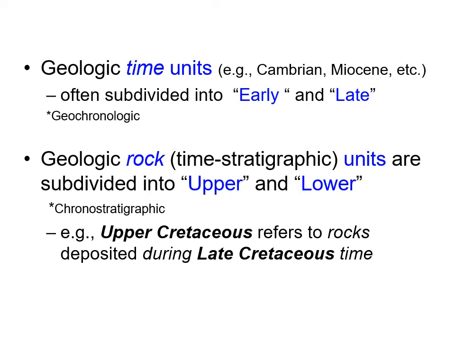Now, if we're looking at the materials that represent that time, in chronostratigraphic terms, you would refer to them as upper and lower, upper strata and lower strata, which represent this time stratigraphic context. So the upper Cretaceous refers to rocks that were formed and deposited during the late Cretaceous time. When we talk about chronostratigraphic units, those are tangible. Those are actual rocks and fossils, and we describe them in upper or lower, depending on how they're stacked. They correspond with early and late, respectively.